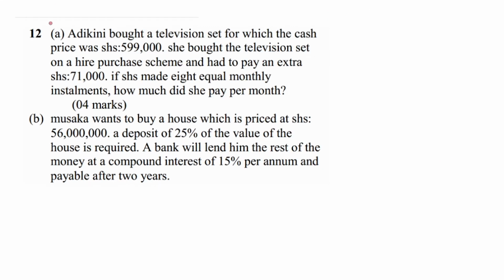So getting on to part B of this question, the person is called Mosaka. Mosaka wants to buy a house which is priced at 56 million. A deposit of 25% of the value of the house is required. So the question continues to say that a bank will lend him the rest of the money at a compound interest of 15% per annum, and this is payable after 2 years.